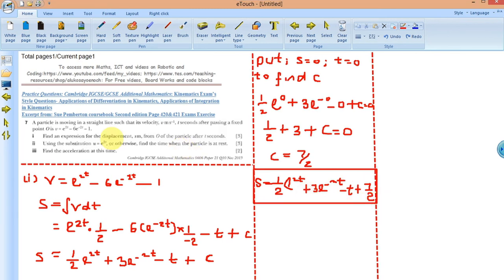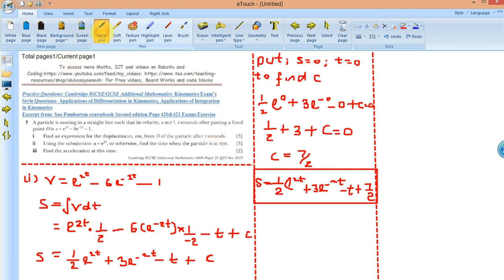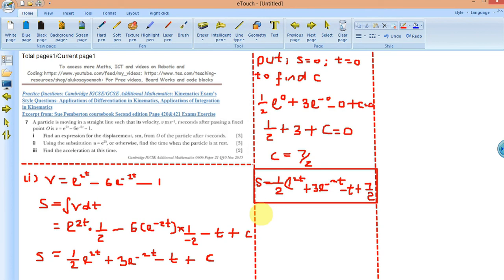Okay, next question now says that using the substitution method, u equals exponential 2t or otherwise, find the time when the particle is at rest. So guys, when you say particle is at rest, don't forget, particle at rest is when velocity is at an instance, that is velocity equals 0. So that is Roman figure 2. So meaning that we should put v equals to 0 to complete that very task.